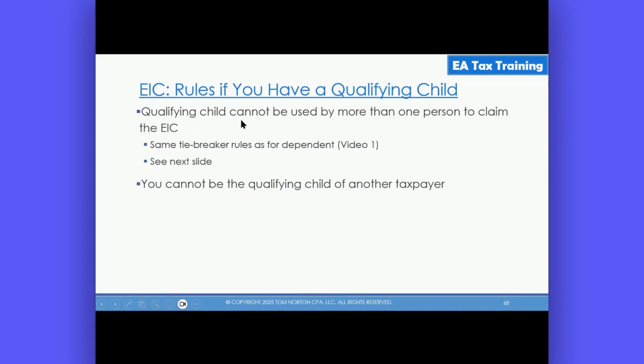The qualifying child cannot be used by more than one person to claim the EIC. So this is just like other rules that we've looked at. You can't have one person claimed as a dependent on more than one other person's tax return. You cannot have one person claimed for the EIC by more than one person. If there is a dispute, we have those tiebreaker rules. They're the exact same tiebreaker rules that we looked at in video 1. We will refresh your memory here on the next slide. But then the final qualification is, again, you cannot be the qualifying child of another taxpayer and take the EIC.